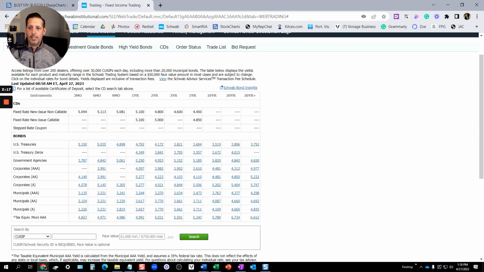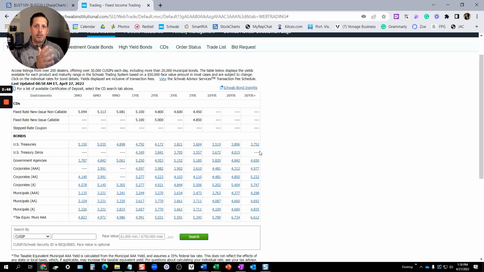Another way to look at it is this is the Schwab trading screen. I'm able to go in here and purchase these securities, treasuries, and you can even see CDs on here as well. So a 3-month treasury right now is paying 5.15%. And if you went out all the way to 30 years, it's only paying 3.7%. That's a huge steepness in the inversion. And what it's telling you is that you're not rewarded for going longer out on the curve.